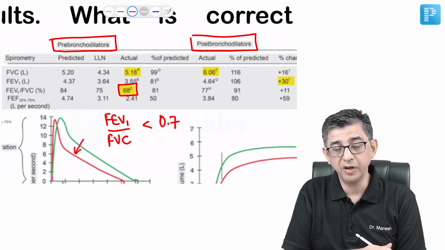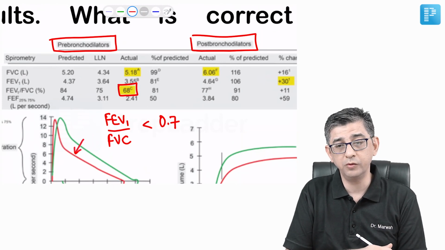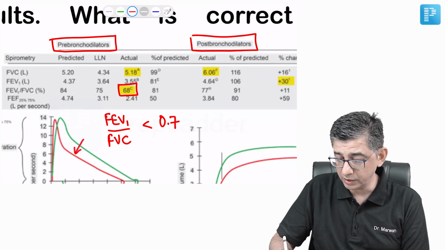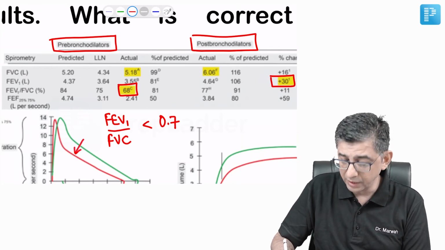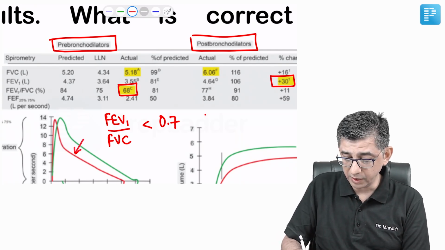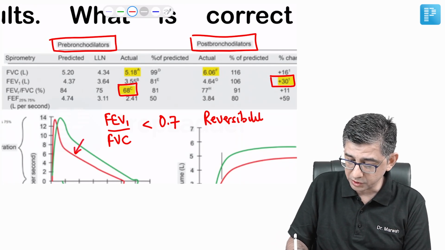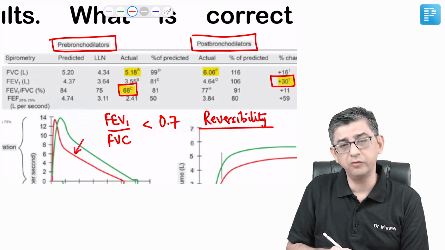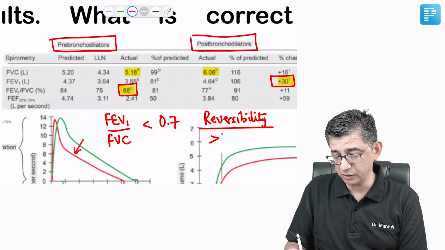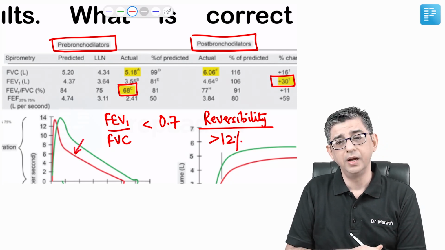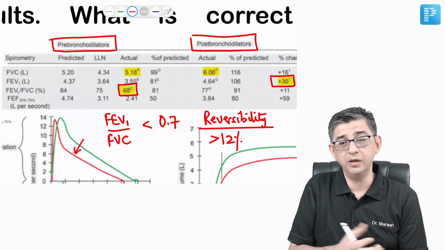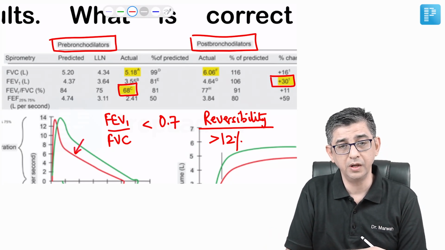It's 3.55, post bronchodilator is 4.64, so there's a definitive increase of about 30%. Why that's important is because every time I have spoken regarding reversibility of airflow obstruction, what I've explained is that the value should be more than 12%, and in this case we have had a very excellent response, going up to 30% in the patient.